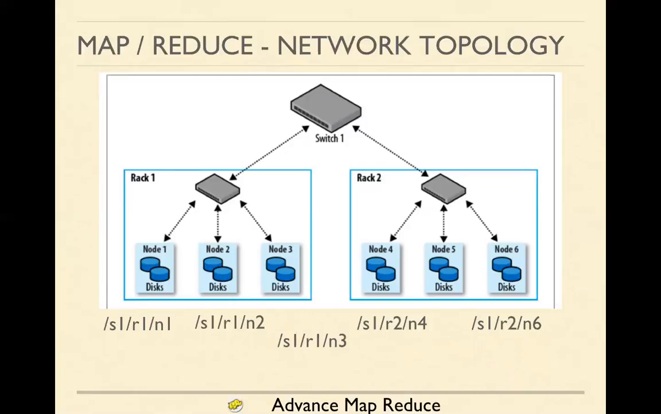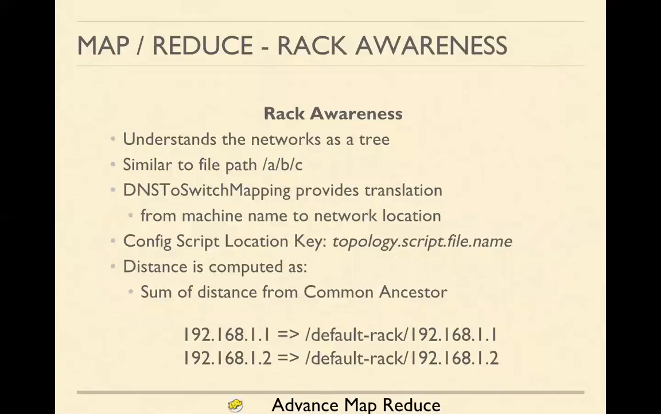Okay, so you can see that there is a switch which is connecting 2 racks, rack 1 and rack 2, and both racks have 3 nodes each. And the first node n1 is represented as switch 1 slash rack 1 slash node 1. This is how we generally represent every node in the cluster. This is also known as rack awareness.